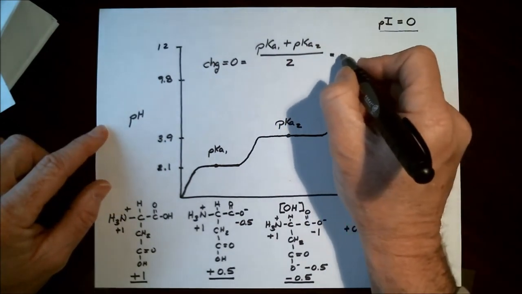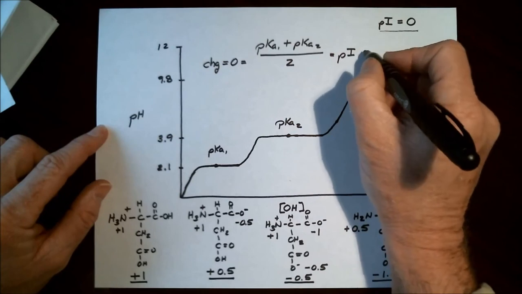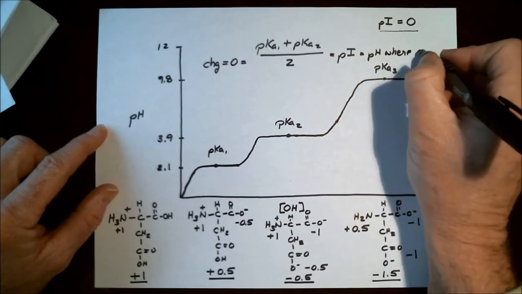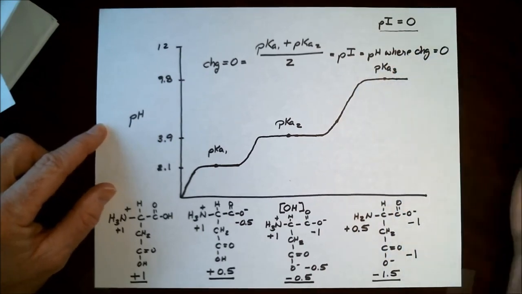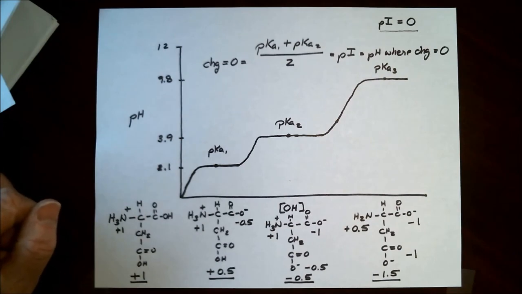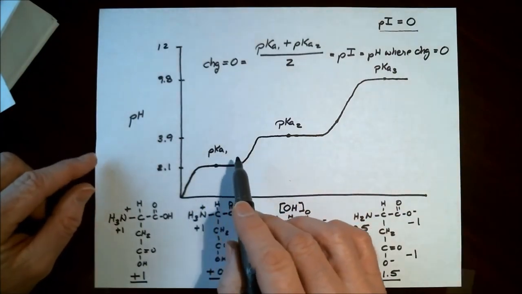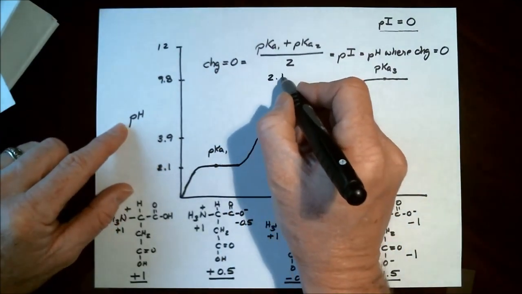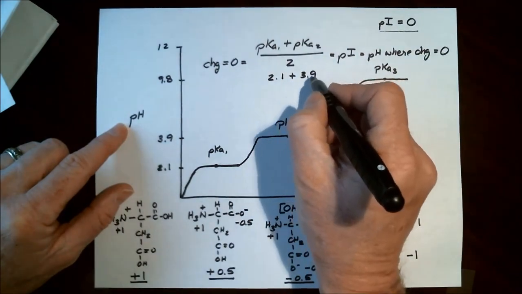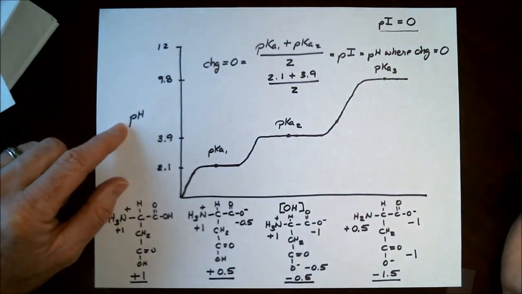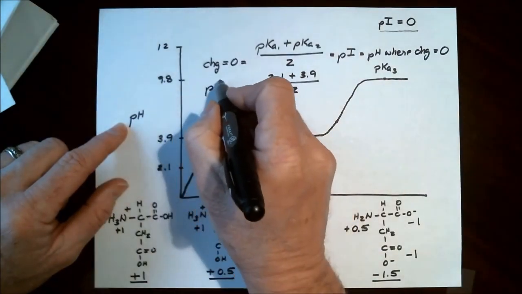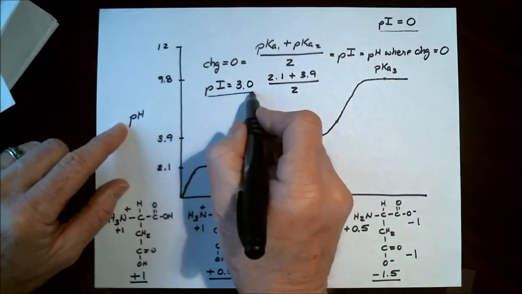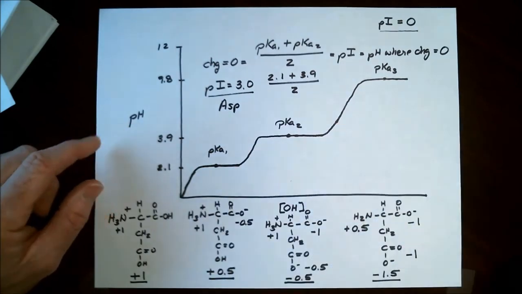And this will equal the Pi, which is equal to the pH where charge equals 0. And so if we calculate this, pKa1 is 2.1 plus 3.9 divided by 2, we have a Pi equal to 3.0 for aspartic acid.